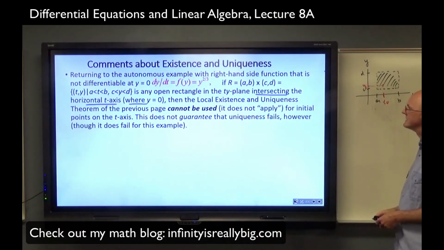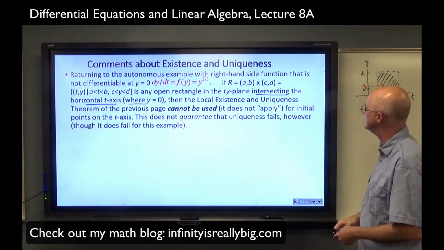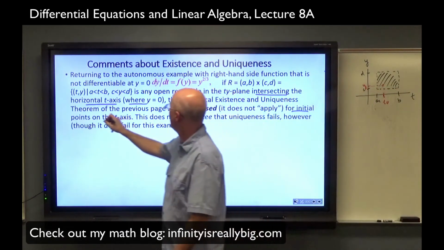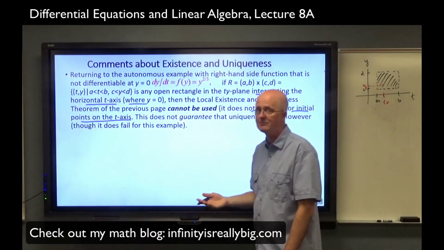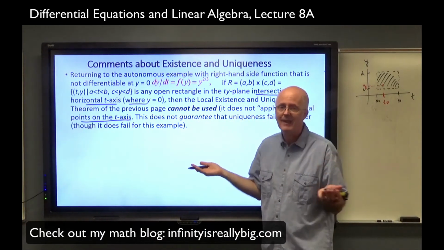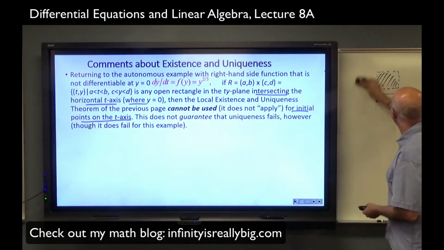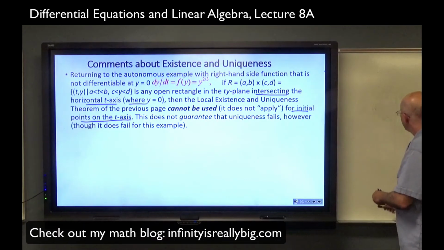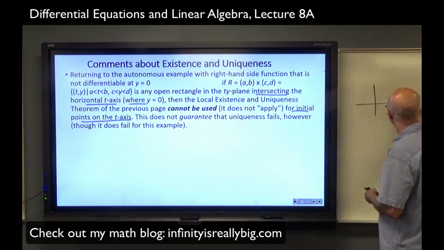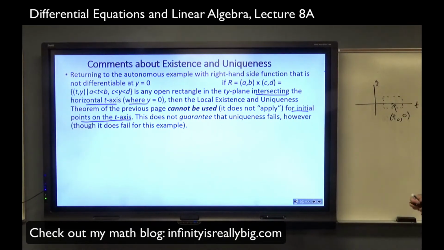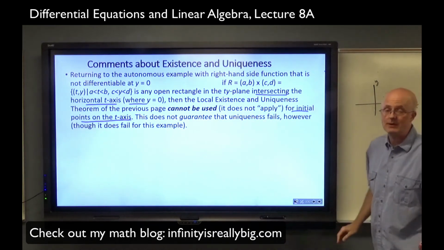then the local existence and uniqueness theorem from the previous page cannot be used. It does not apply for initial points on the t-axis, where y sub 0 is 0. T sub 0 could be anything, but y sub 0 is 0. This theorem does not apply. So redraw it here. If our rectangle happens to touch the t-axis, and we are talking about a point (t0, 0) that's on the t-axis, the theorem does not apply. We can't use it, is what that means.